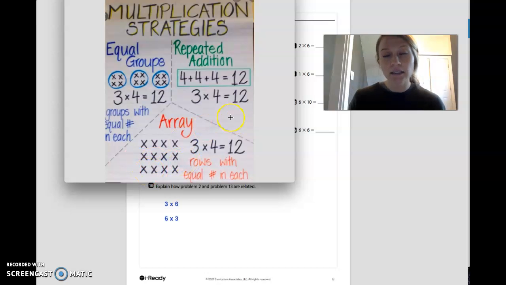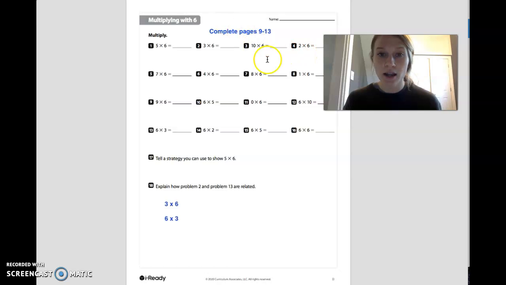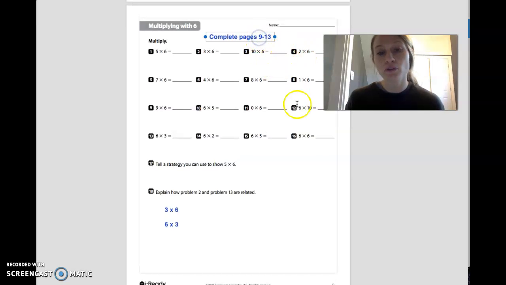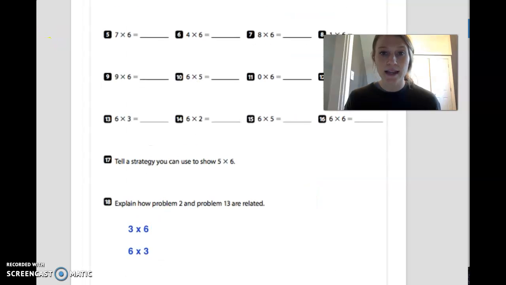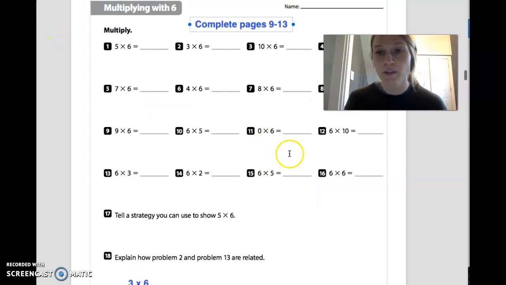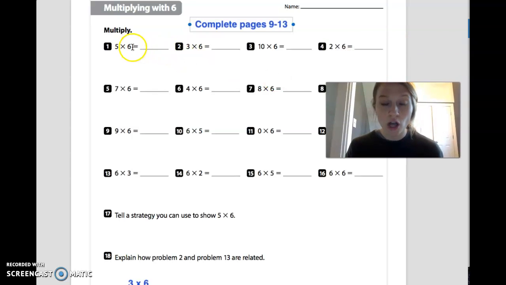But today, a little bit kind of different. I want to show you where we're going to be at today. You are going to be on pages 9 through 13. Okay, so page 9, make sure you look at the bottom of your page so that you can see right where that's at, okay? So pages 9 through 13. So for the beginning of this, pretty straightforward. Solve these multiplication problems. If you get stuck, use some of those strategies that I just showed you.